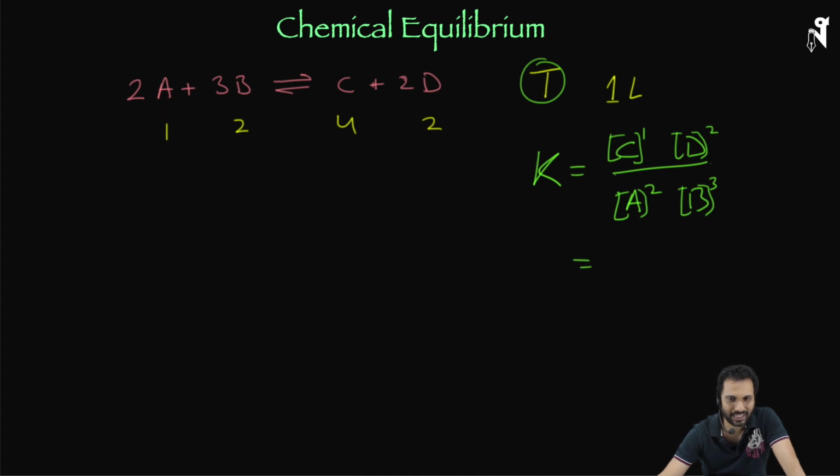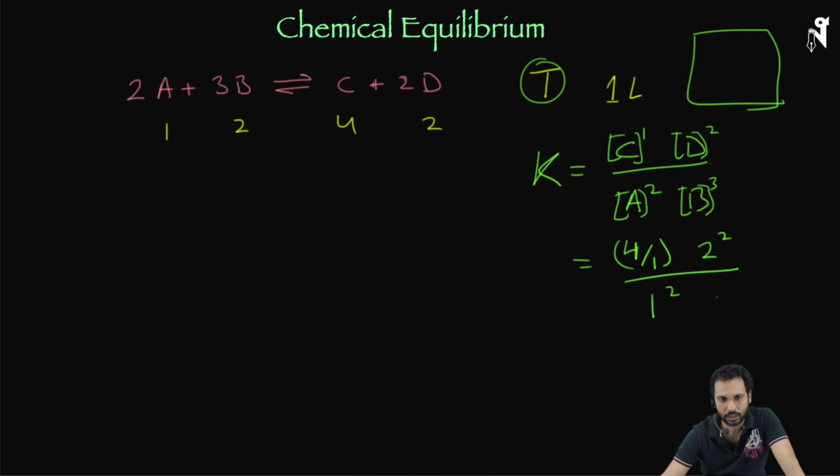Now the concentration of C is 4 by 1. That's the concentration of C because the whole thing is in a 1 liter vessel. The concentration of D is 2 by 1, so I'm not going to write the 1, and raised to the power 2. Concentration of A is 1 raised to power 2. Concentration of B is 2 raised to power 3. And what we get? We get 4 into 4, 16 by 8, which is 2.